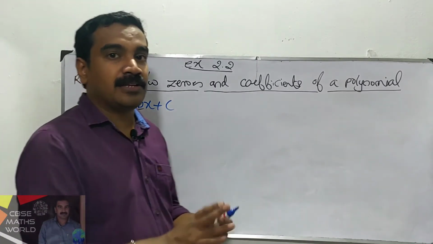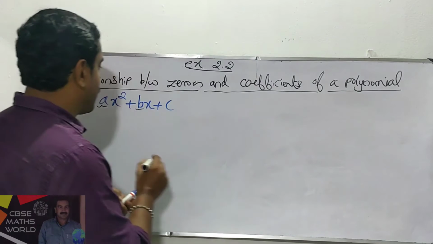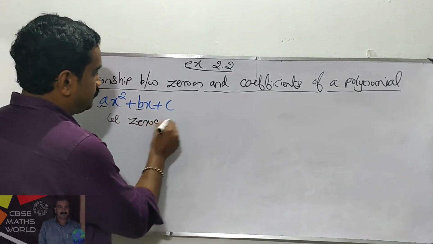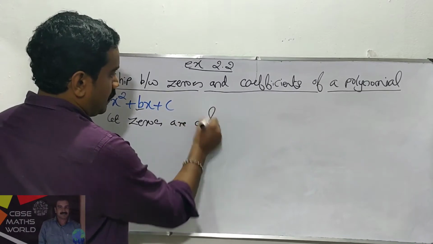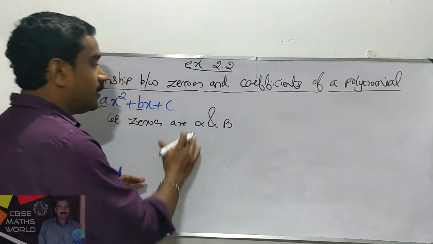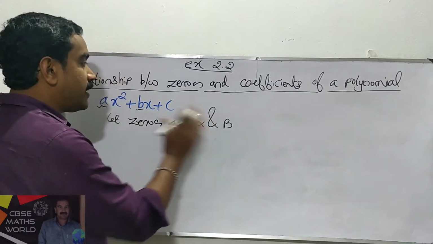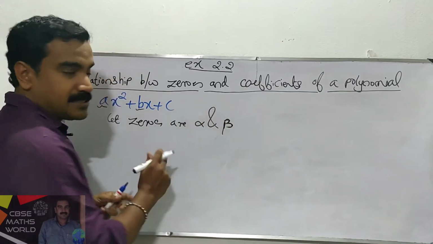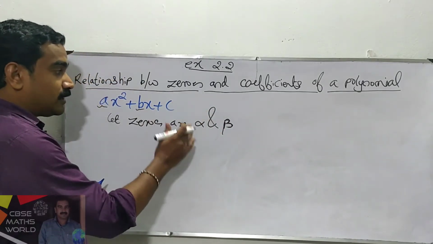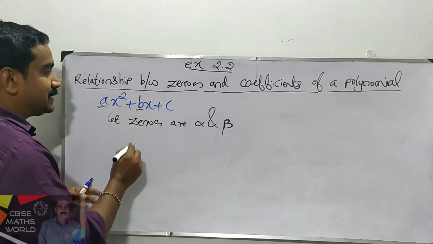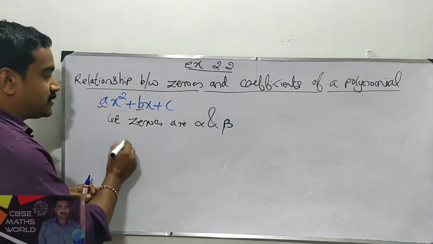So definitely we will get two zeros. Suppose the zeros are alpha and beta. You can take any variable, x or y, no problem. We are taking alpha and beta as the two zeros. So what is the relationship between these two zeros and the coefficients?